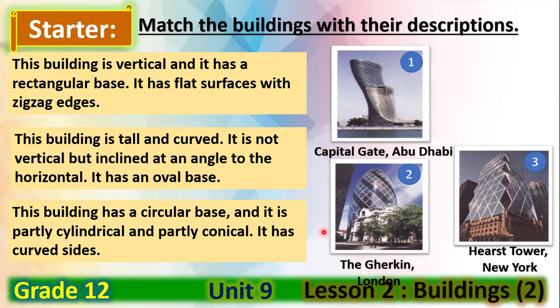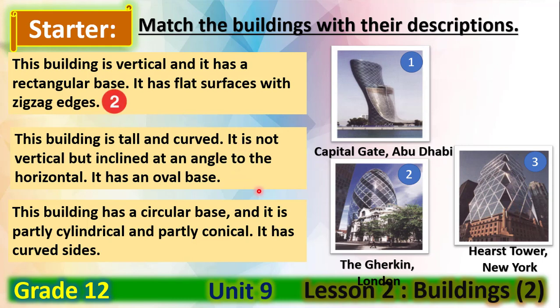Welcome back, my dear students. Now let's check your answers and let's read the description of the first building first. This building is vertical and it has a rectangular base. It has flat surfaces with zigzag edges. What do you think the answer is? Which building? Building number 1, number 2, or number 3? Good, it's building number 2.